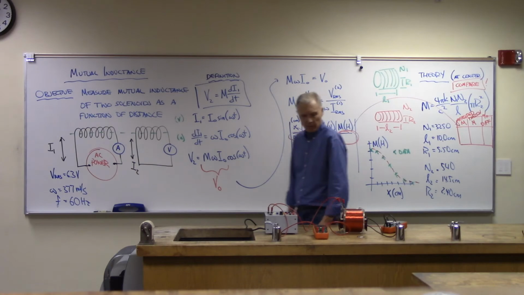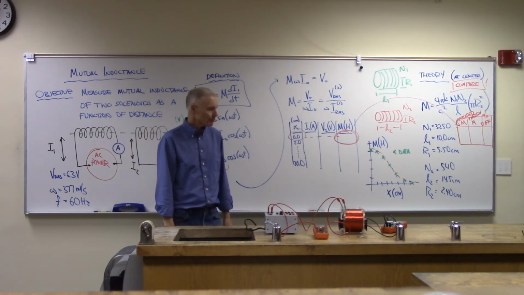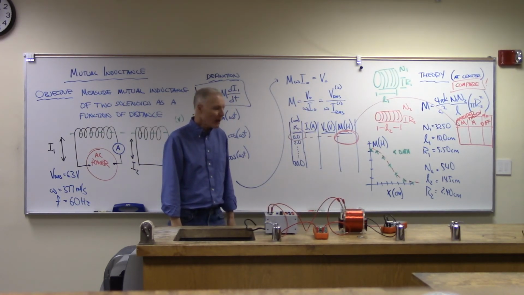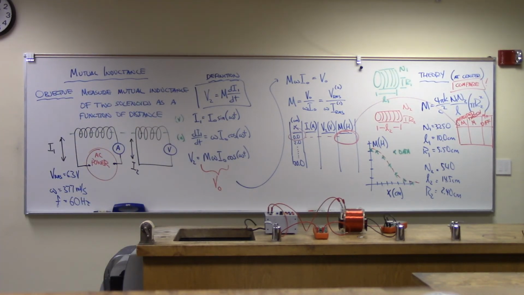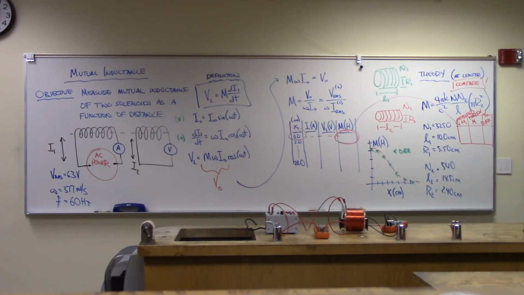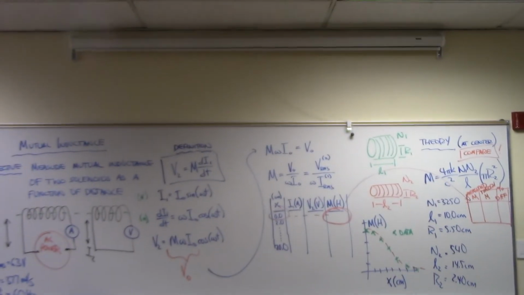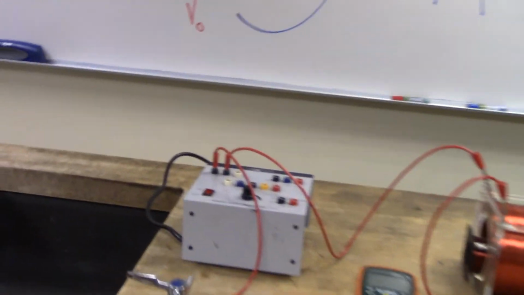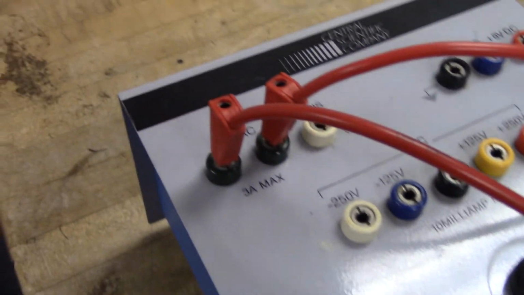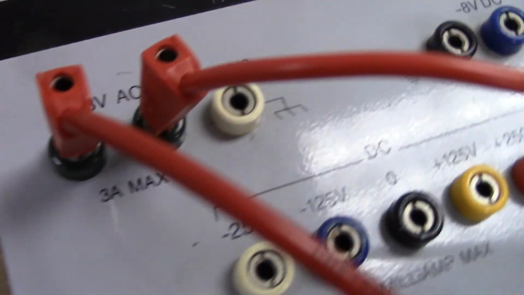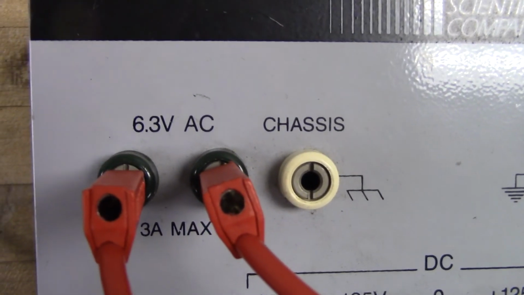So that kind of takes us through the whole lab. Let's take a look and maybe take a few close-ups of the setup and see what's going on. I don't have it turned on right now, but let me do this. Just to get a close-up look here, here's the power supply. Again, we're plugging into the 6.3 volt alternating current source.